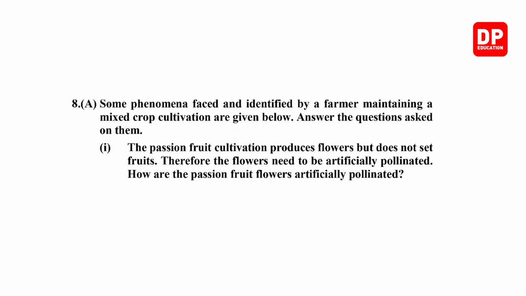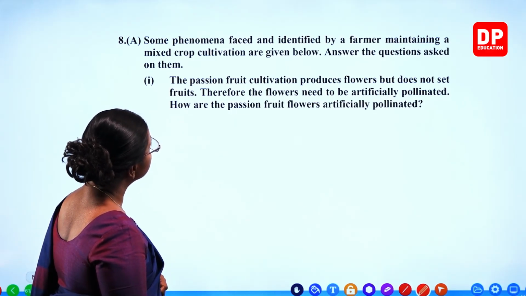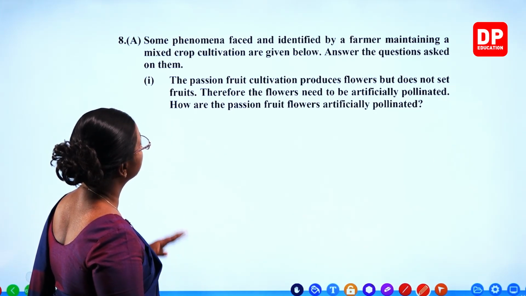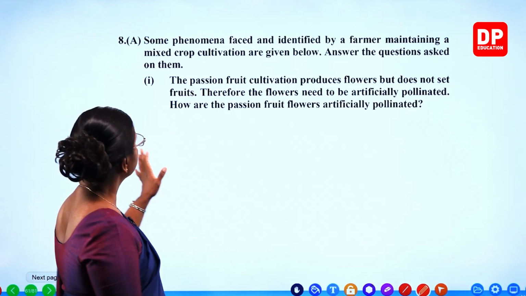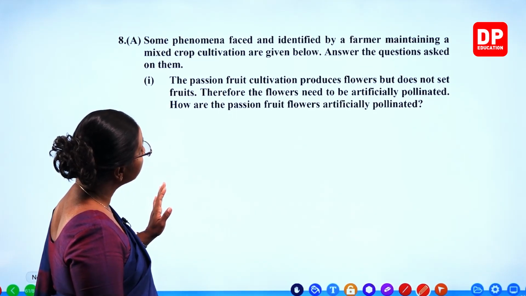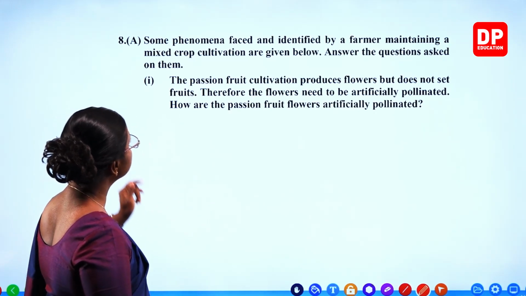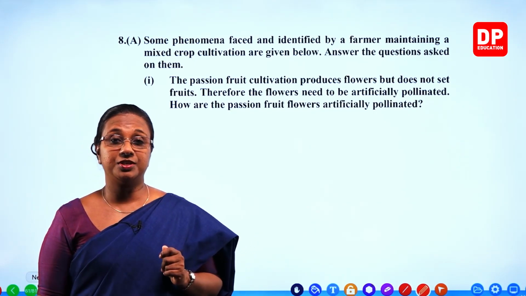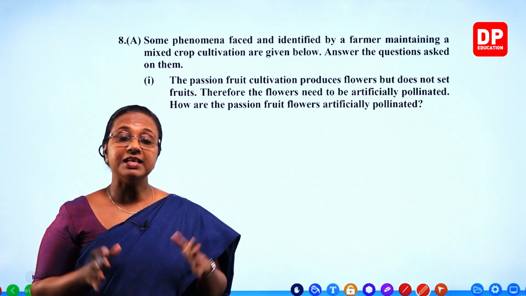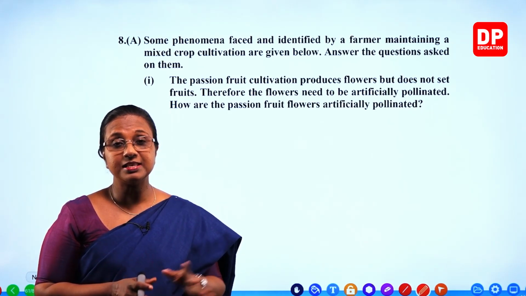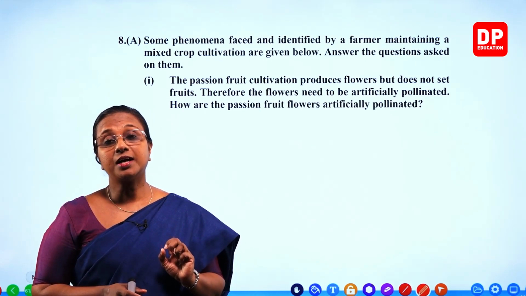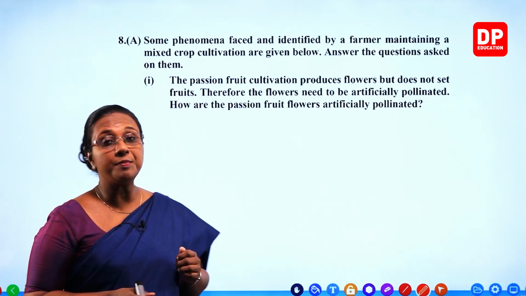So now question number 8. In that A part, some phenomena faced and identified by a farmer maintaining a mixed crop cultivation are given below. You all know the meaning of mixed crop cultivation, students. So if there is a plot of land, the land is divided into different areas, and in each area there are different types of crops cultivated. That is known as mixed crop cultivation.